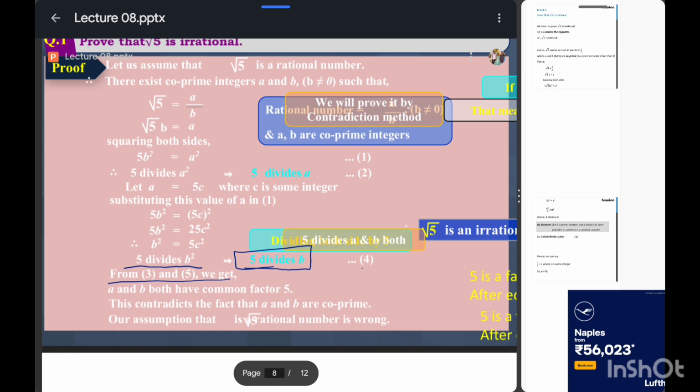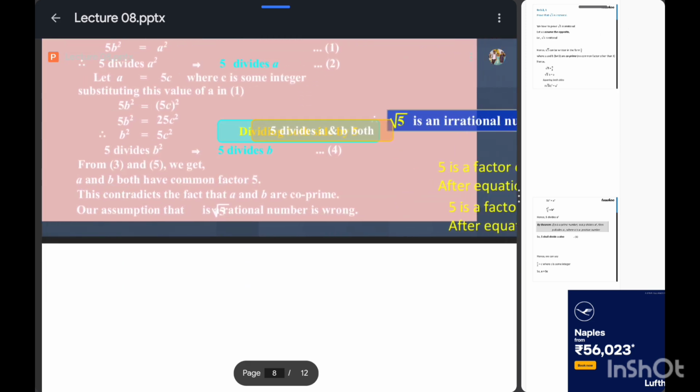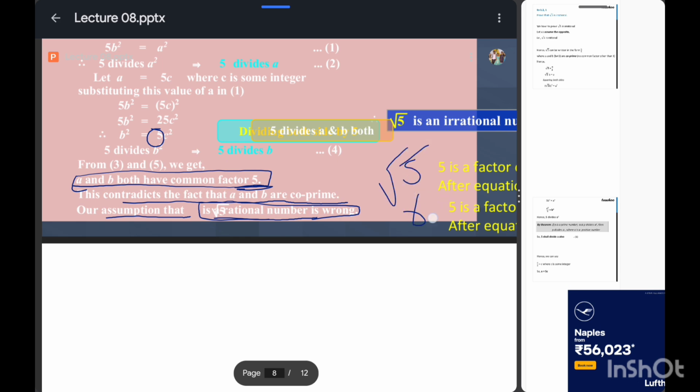a and b both have a common factor 5, because 5 is here. So we have taken that factor 5. This contradicts the fact that a and b are co-prime. Our assumption that root 5 is a rational number is wrong. We have taken already at the beginning that root 5 is rational. It is wrong now. This contradicts that root 5 has 5 as a common factor.